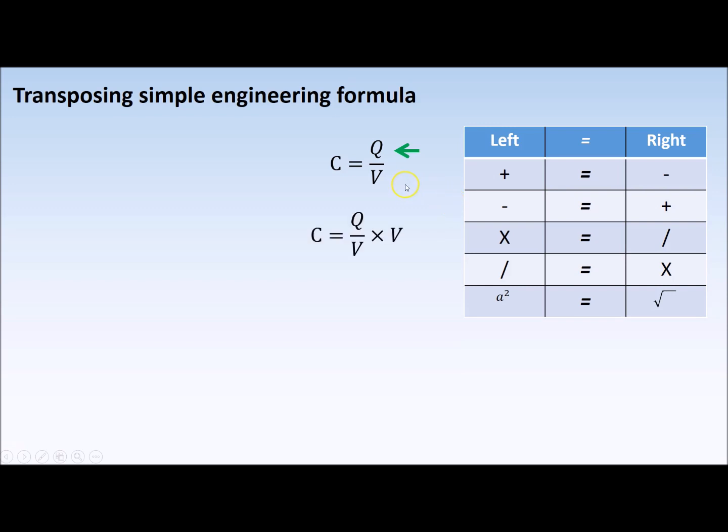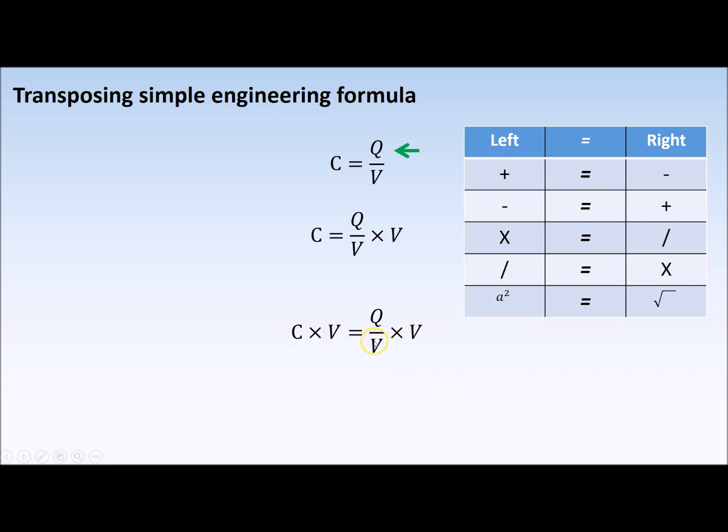The first thing we want to do is get Q on its own, so we're going to move V. V is the denominator, so to move it we need to multiply. So we're effectively doing Q divided by V times V as our first step. What we do to one side, we do to the other. So C times V equals Q divided by V times V. So that's balanced now. We've balanced our formula out by doing to one side what we did to the other.